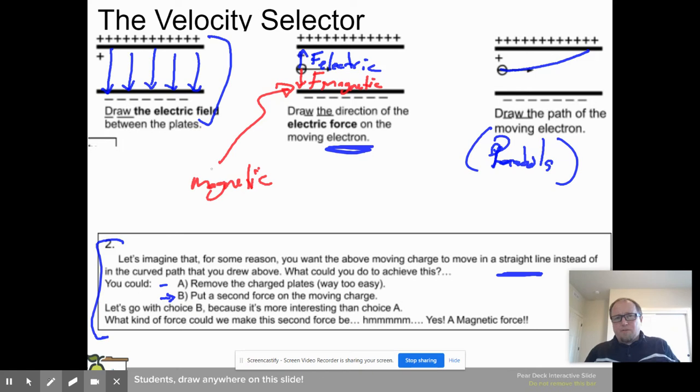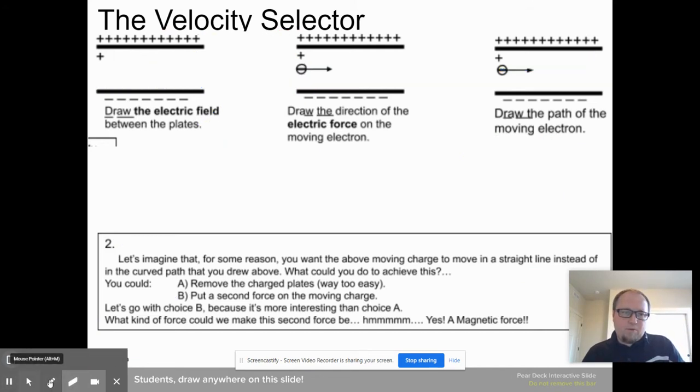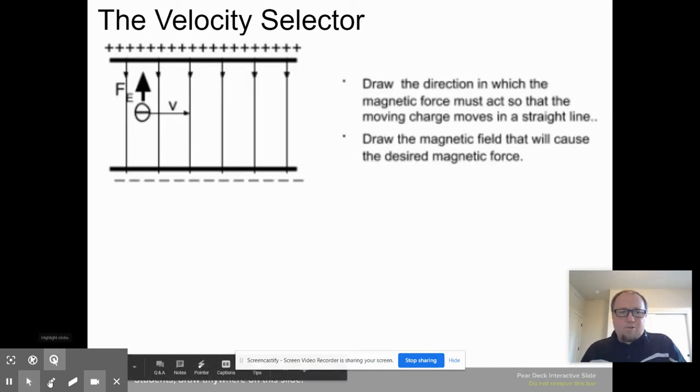Second thing is, what are we doing this for? The end product of this thought process is we're going to be able to choose the velocity of things that go into an experiment. And this is a really amazing tool to do that. All right, so here we go. Draw the direction in which the magnetic force must act.